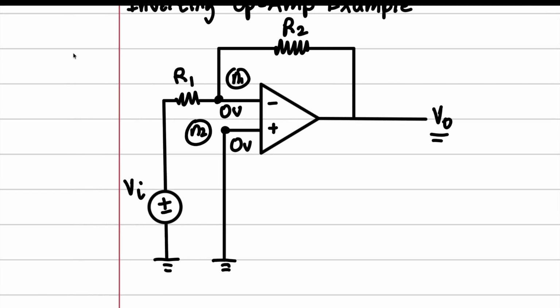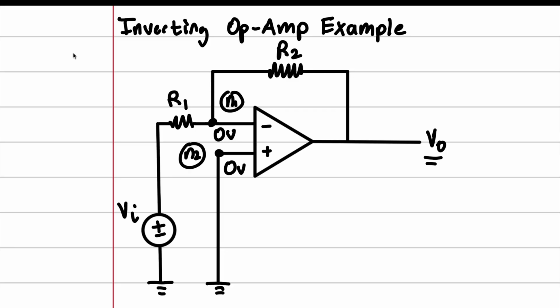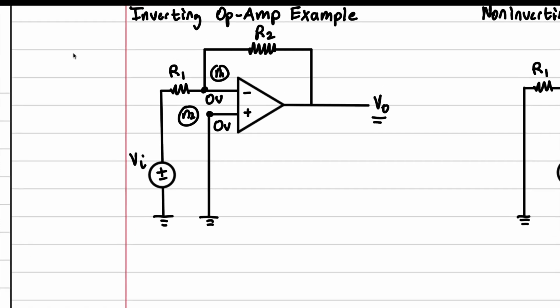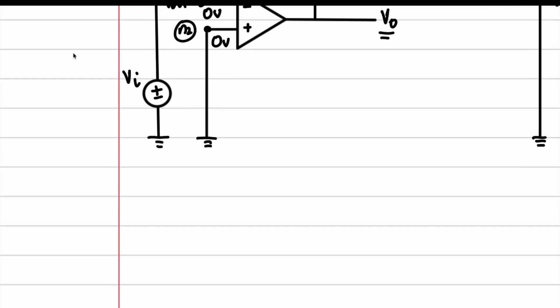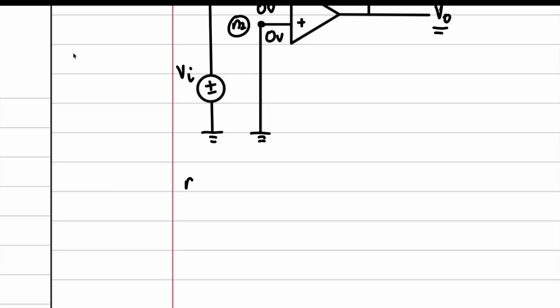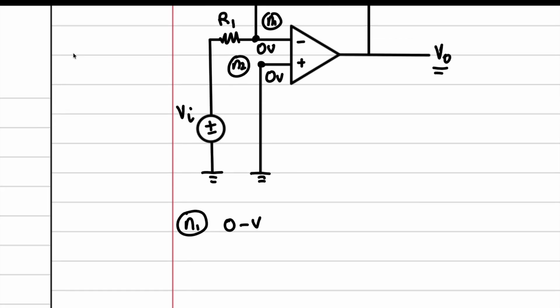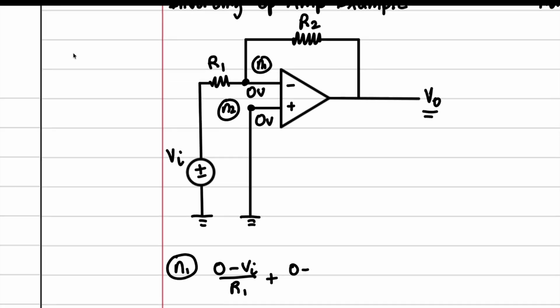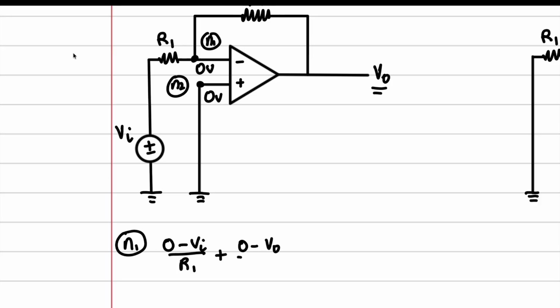And notice that for this lesson, we are not going to be using numbers. We're going to be using just general R for resistor, V for voltage. So we're going to look at this very analytically. We're going to go ahead and write our nodal analysis for N1, and we will have (0 minus VI) over R1 plus (0 minus V out) over R2 equals 0.